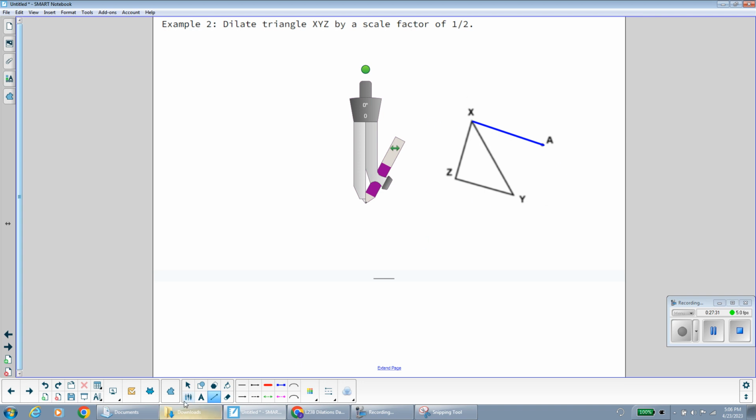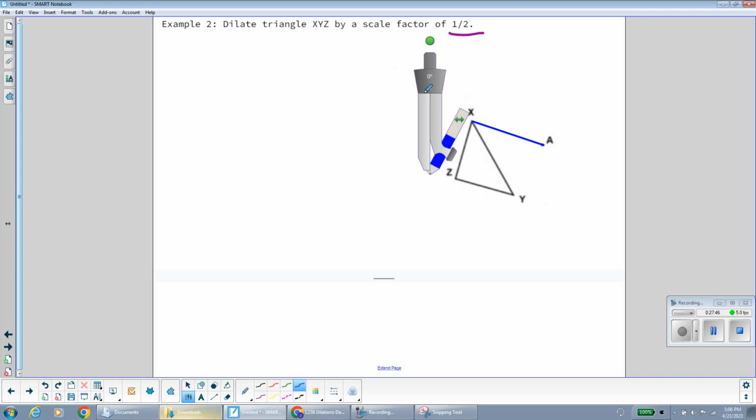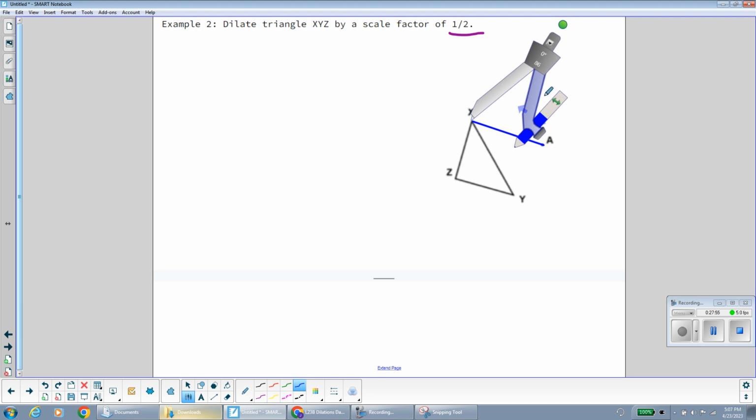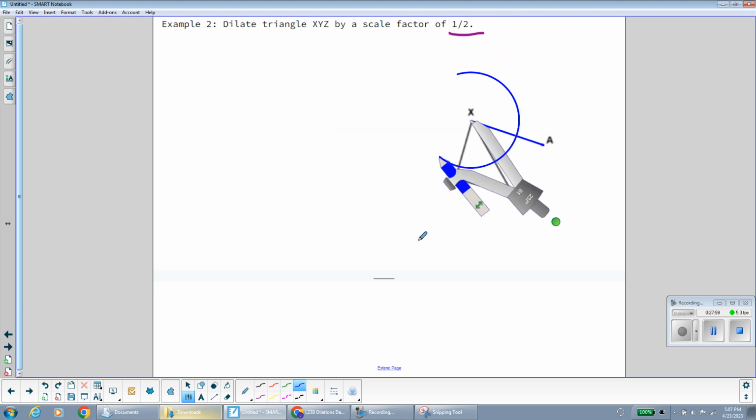And this time I want to find the halfway point between this distance because the scale factor is 1/2. So I want exactly the middle. The way I'm going to get exactly the middle is by doing a perpendicular bisector. So let me grab my compass. I'm going to go over to one of the endpoints of this line segment and go about 3/4 of the way down. The exact distance doesn't matter. Arc above and below.